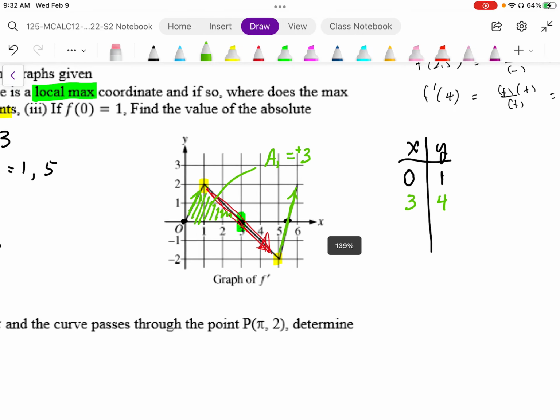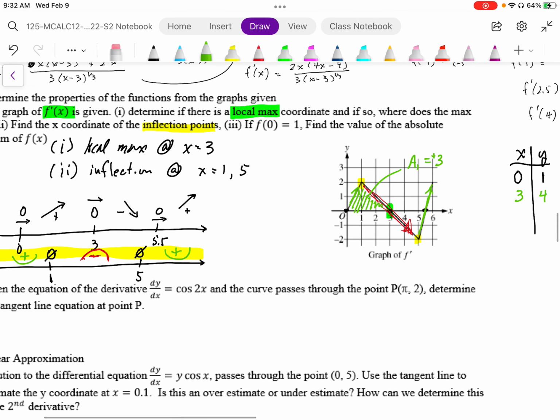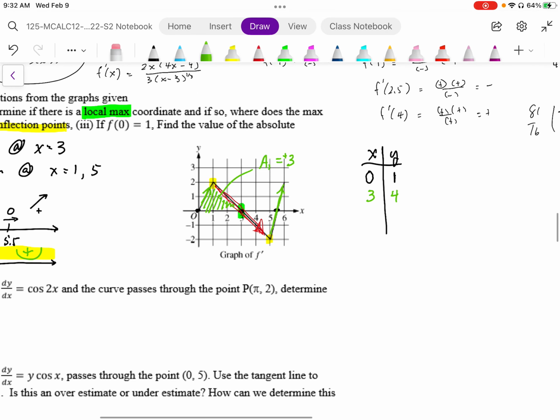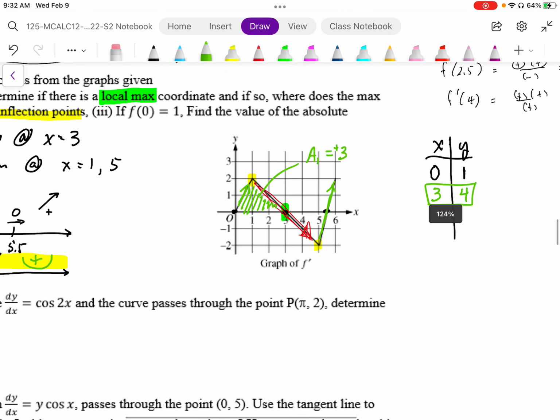I think that's what we're looking for. The question asks for the value of the absolute max. The max is going to happen at x equals 3. So using the fundamental theorem of calculus, I just find the y coordinate when x is 3. So for part 3, the absolute max is at x is 3, y is 4.